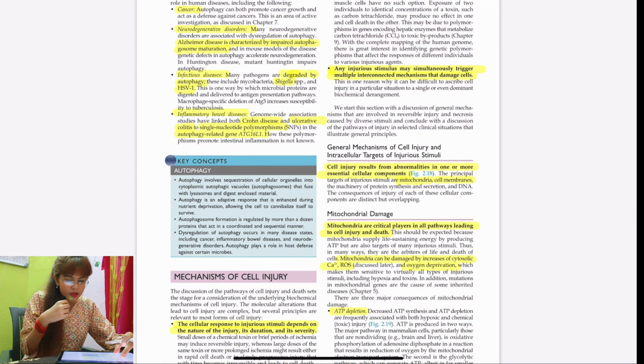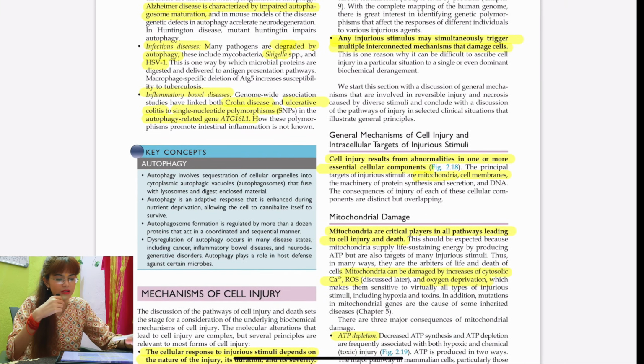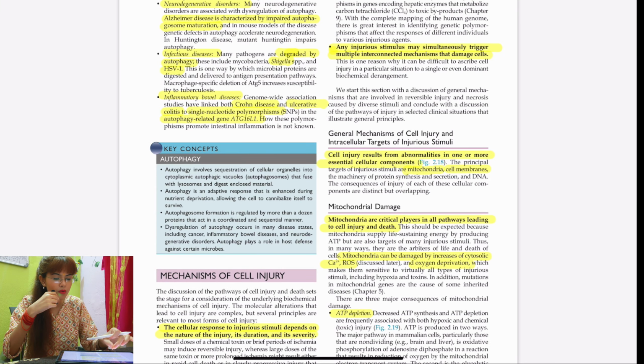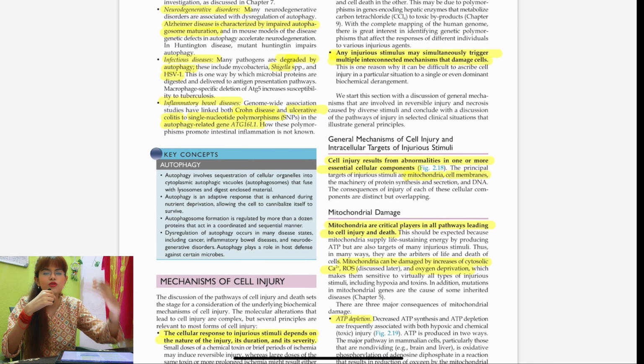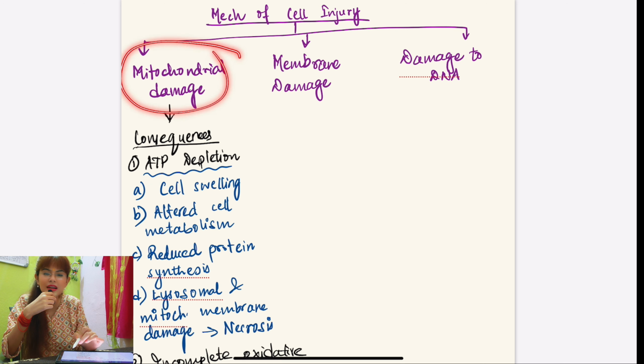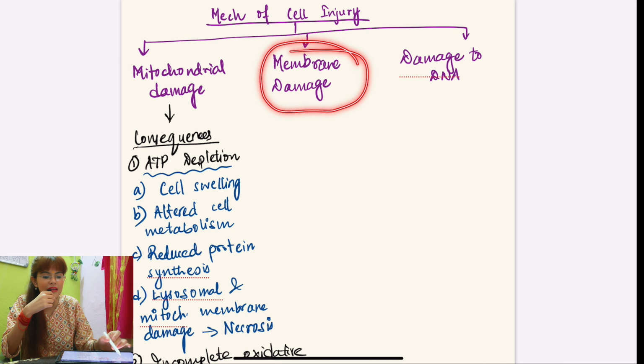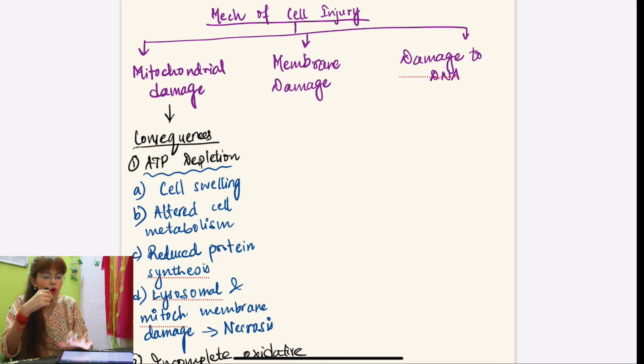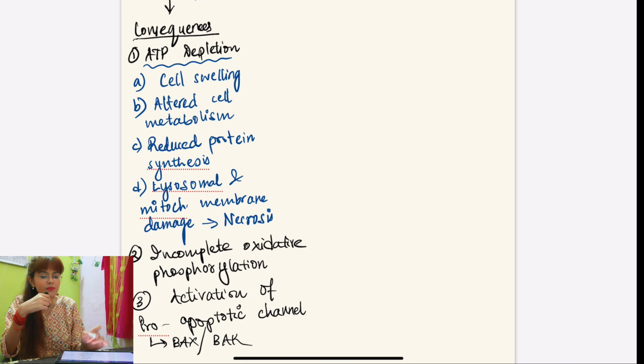Okay, so coming to the mechanisms, now these are the general mechanisms of cell injury. As I've already mentioned, cell injury can occur at 3 levels: the mitochondrial level, the cell membrane level, and the DNA level. All these 3 are different, and the most important point is the mitochondrial damage, because there are severe consequences for this. What are the consequences of mitochondrial damage? There's going to be ATP depletion, and once there is ATP depletion, there are a lot of other implications. What are they? Number 1 is the cell swelling.